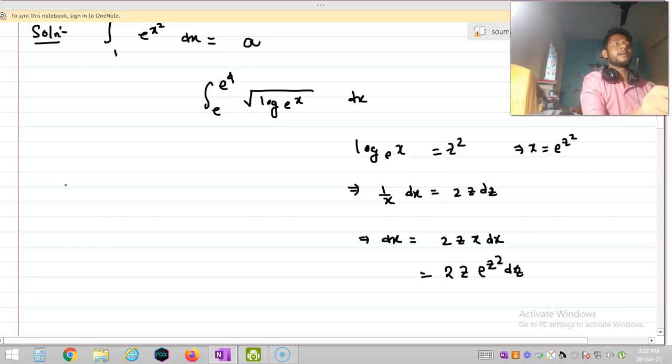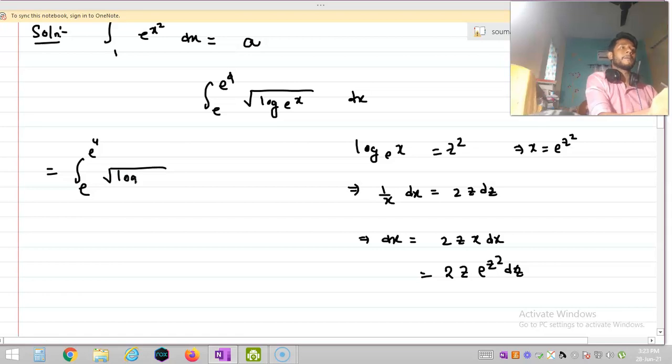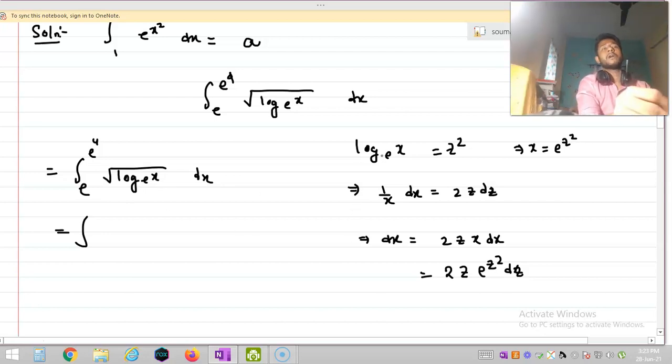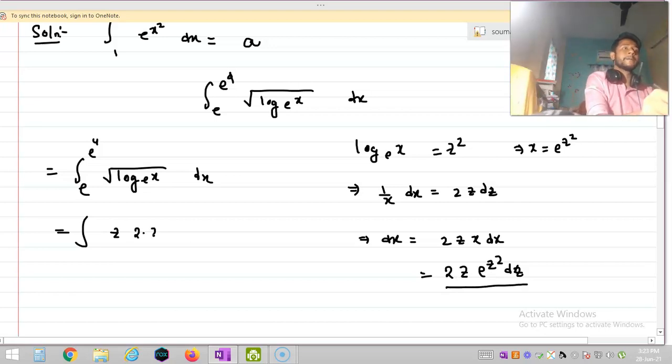Now I am writing this question, the integration of e to the power 4 root over of log base e of x dx. I will change the limit after writing all the terms. Now we know I have put log base e of x equal to z square, so the value of root over log base e of x is equal to z. What is the value of dx? The value of dx is 2z e to the power z square dz. So this is 2z e to the power z square dz, right?